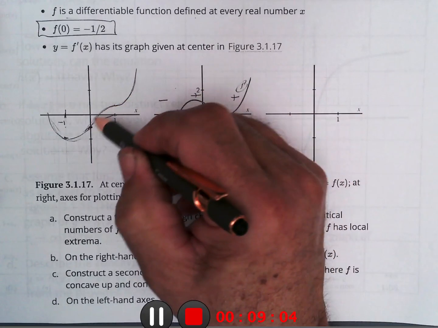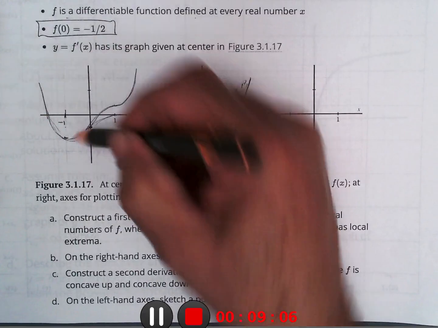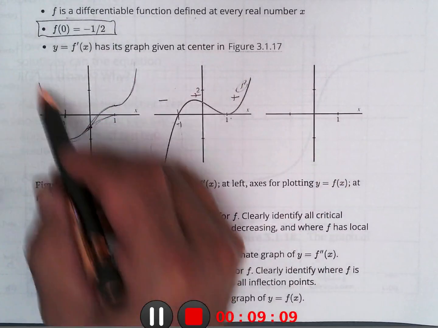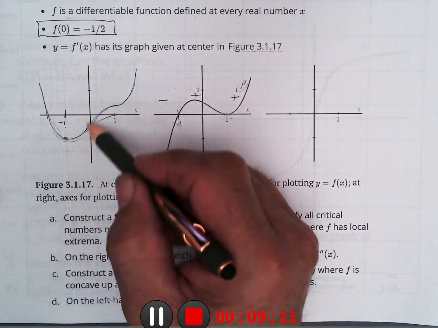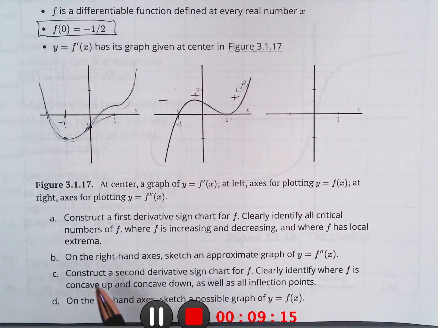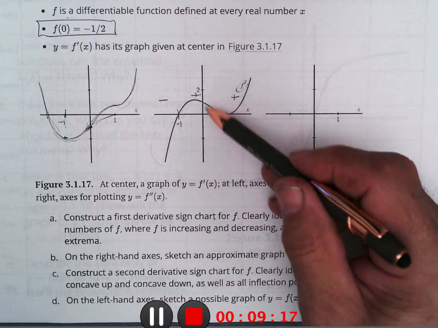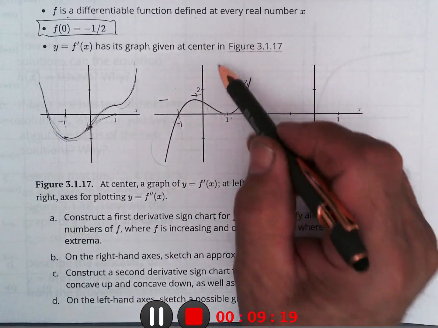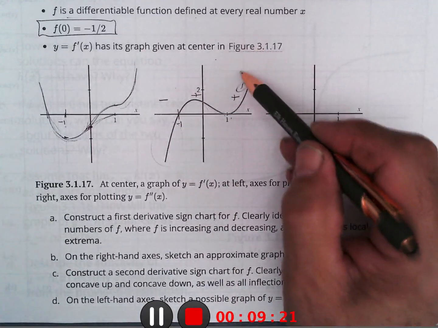Now, does that look like something that could be a 4th degree? Comes down, it turns, turns, turns again. 3 turns is a 4th degree. 2 turns, turning down to turning up, that's a 2nd degree, or 3rd degree. And so what's the second derivative look like?